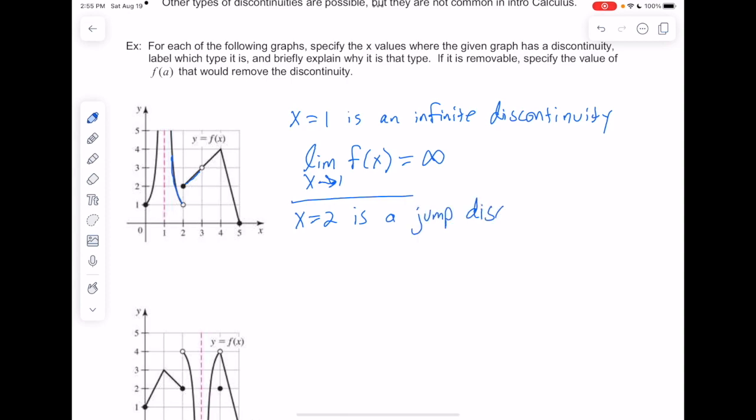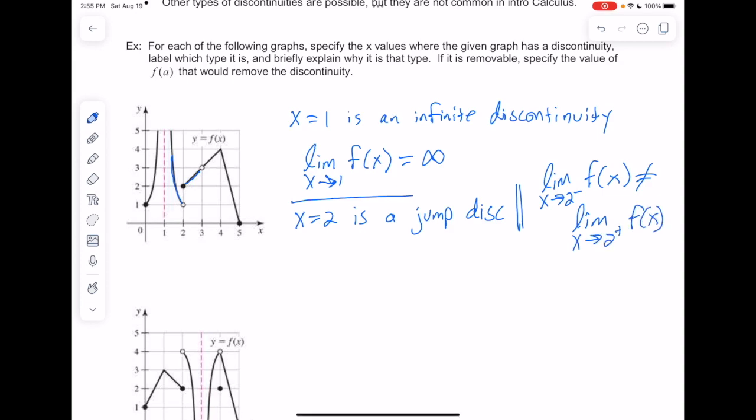I'm going to just shorten that and just put disc so that we have room to write the reason. And that's because the limit as x approaches 2 from the left of f of x does not equal the limit as x approaches 2 from the right of f of x. So that's causing that jump in the graph. As we come from the left-hand side, it looks like the limit is 1, but when we come from the other direction, it looks like the limit is 2. So different from the two sides.